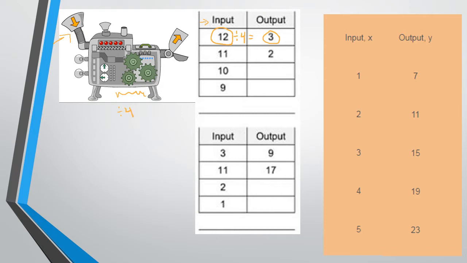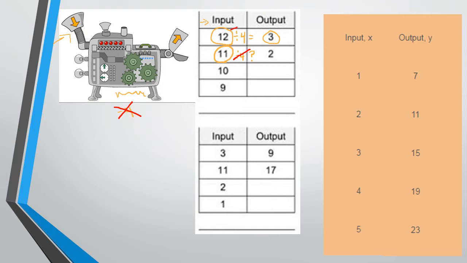So then you try that out on the next step in your table. Let's look at the 11. Can you divide 11 by 4? Nope. No, you cannot. So that's not the rule. Divide by 4 is not what the machine was doing. So let's look at some other things that they might have done to turn the 12 into a 3 and to turn the 11 into a 2.